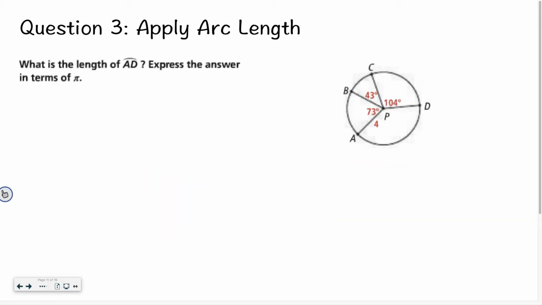Now I want you to solve this problem. This one's in degrees, notice. And same as last time, express the answer in terms of pi. Good luck.